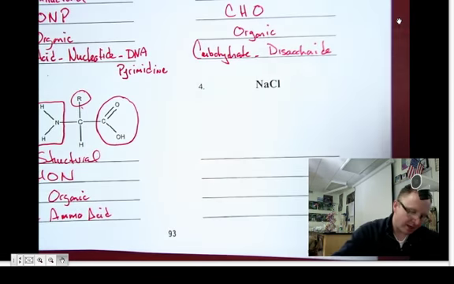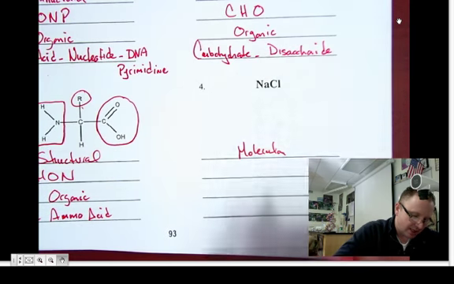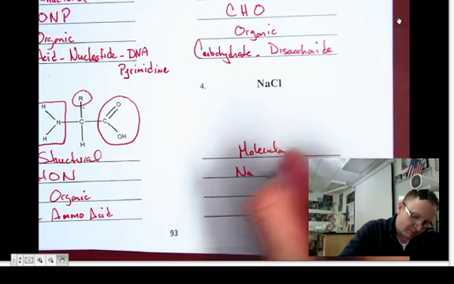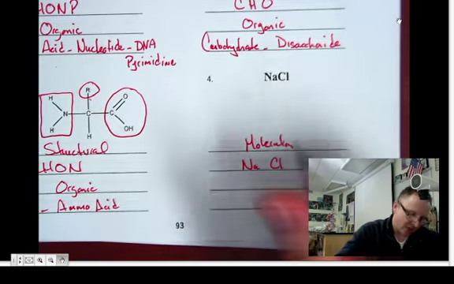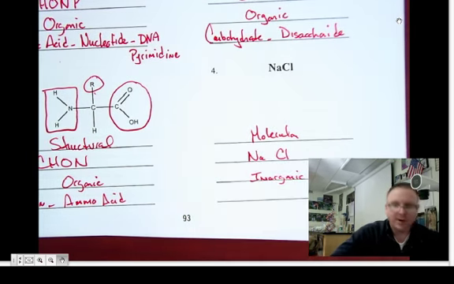All right, next one is NaCl. That's sodium chloride. This is a molecular formula. It's got sodium and chlorine, and it is inorganic. So we don't need to go any further than that.